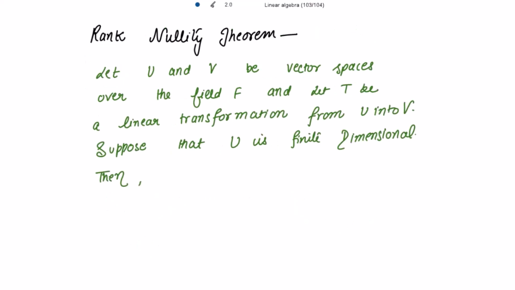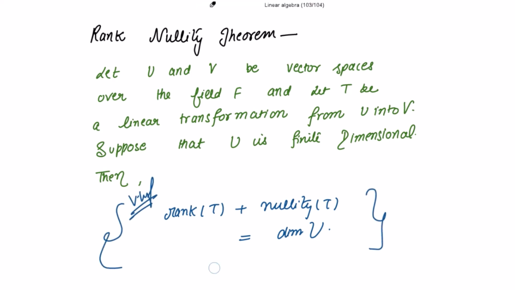Then very important is the rank nullity theorem. Let U and V be vector spaces over the field F and T be a linear transformation from U into V, and suppose that U is finite dimensional. Then rank of T plus nullity of T is equal to the dimension of U. This is the rank nullity theorem. We can find any one of these from this result if the other two are given.